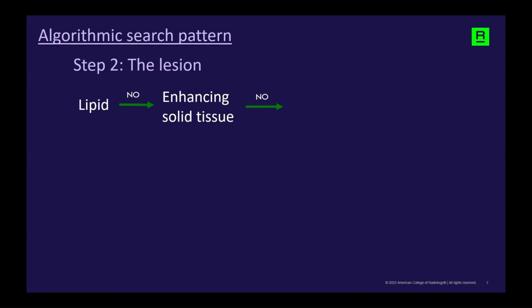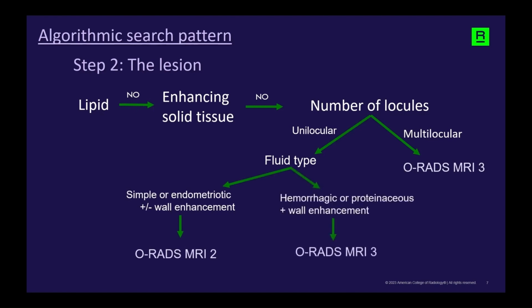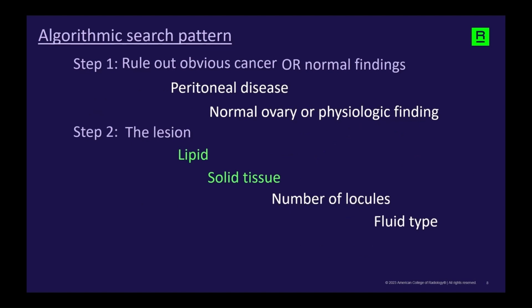Now say that there is no fat and no enhancing solid tissue. Only then are you going to worry about the number of locules, of which if there are multiple, you're going to put it into the 3 category. If there's no locules, if there's no septations and so only 1 locule, the fluid type is going to matter. And if it's endometriotic or simple, you're going to put it into a 2. And if it's proteinaceous, you'll put it into a 3. And so that's basically the algorithmic approach to adnexal lesions.